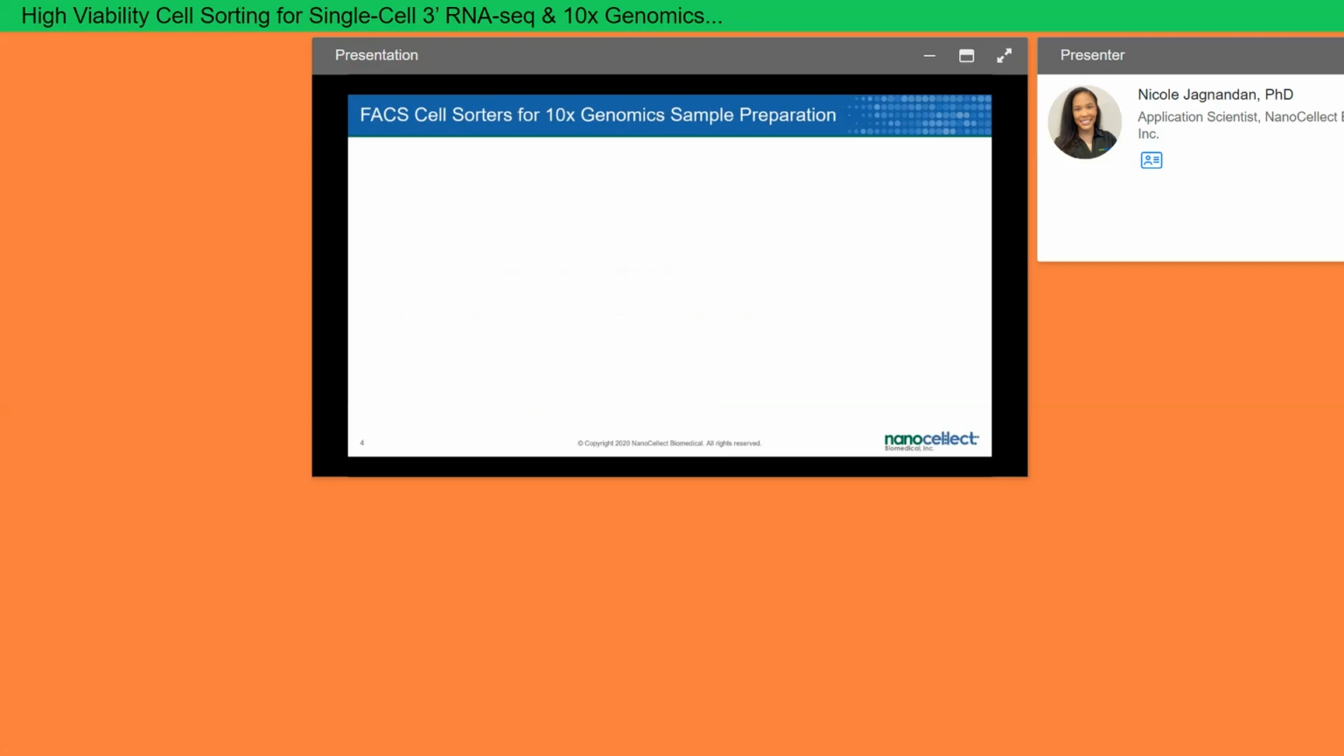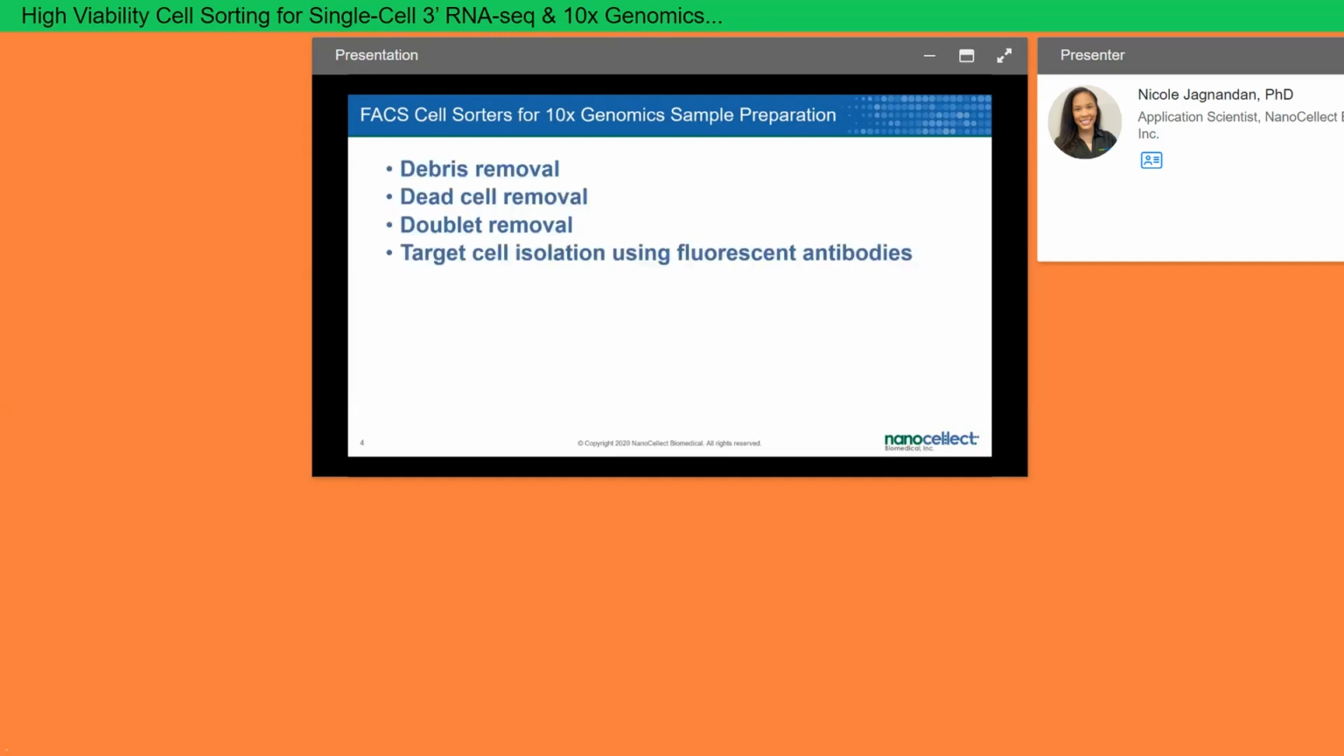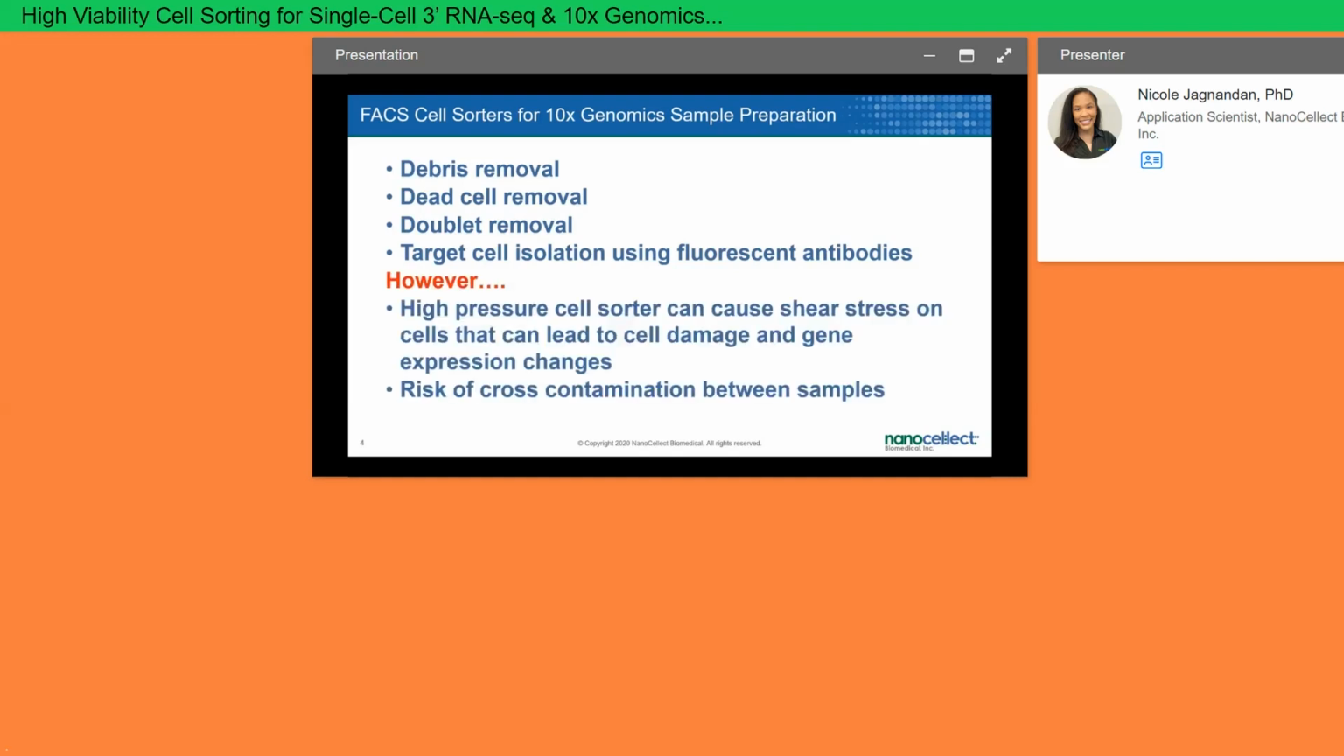Fluorescent activated cell sorters can be a valuable tool in your sample prep workflow for 10x Genomics applications. Debris, dead cells, and sticky cells or doublets can all be removed with a cell sorter. In addition, if you're only interested in a specific cell type from a mixed population, you can tag these cells with fluorescent antibodies to isolate your targeted cell type.